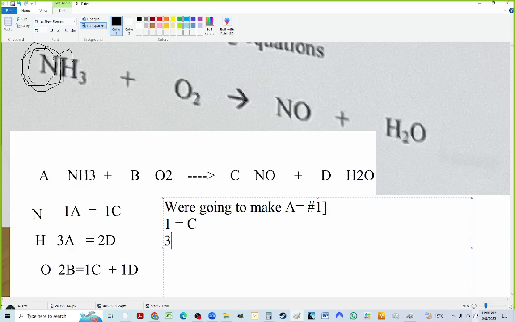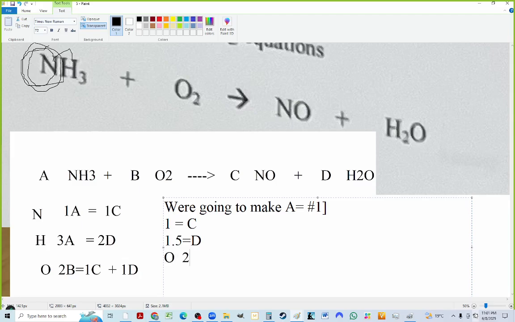3A, but I just said I'm going to make A equal to 1. So 3 times 1 is equal to 2D. So I got 3 is equal to 2D. How do I get D all alone there? This 2 is multiplying the letter D. How do I get rid of that 2? Divide both sides by 2. Right. So D is equal to 3 divided by 2, which is 1.5. Wait, are we allowed to use 1.5? Just work with me, Alex. Let's keep going.